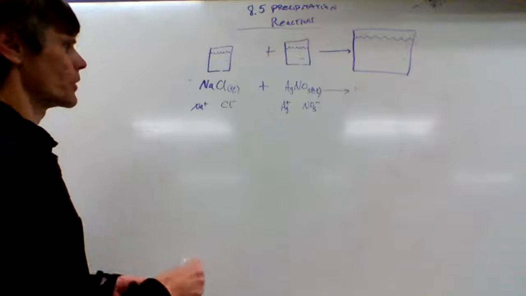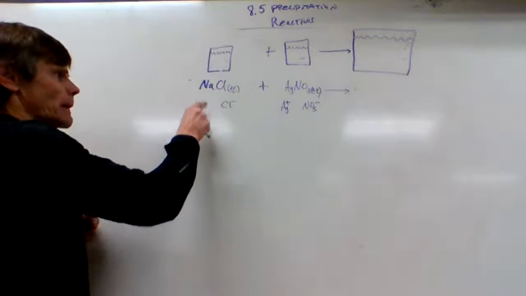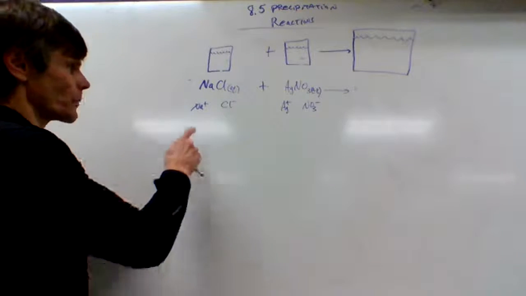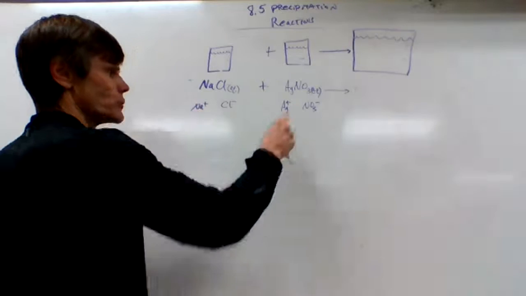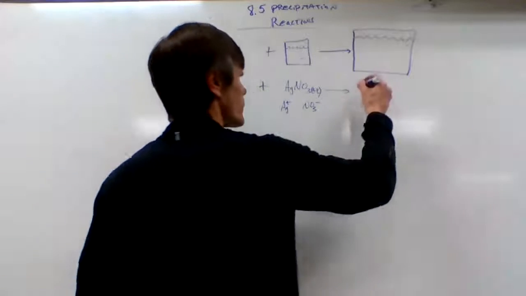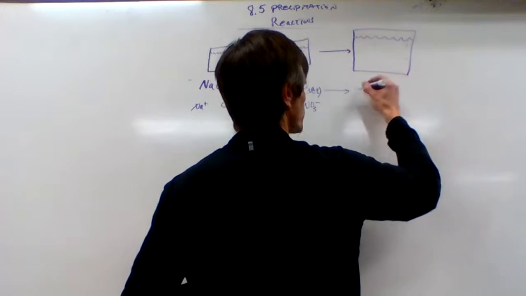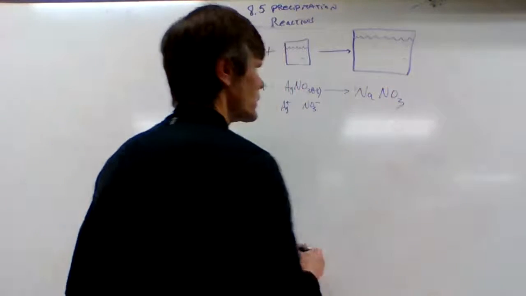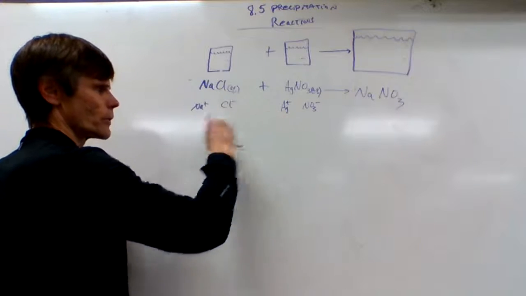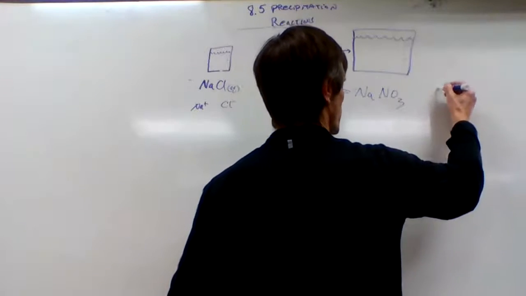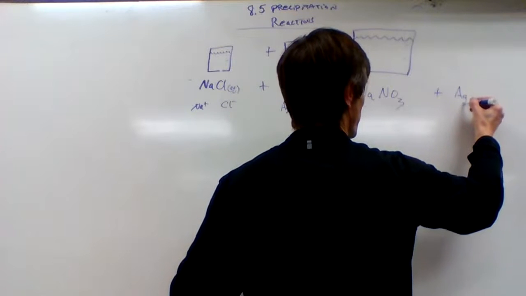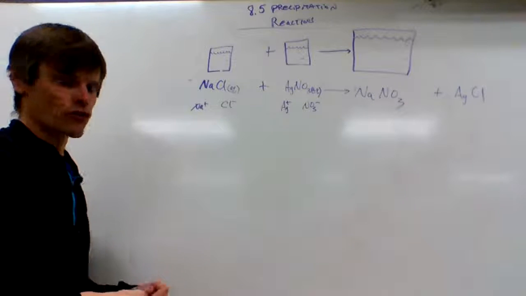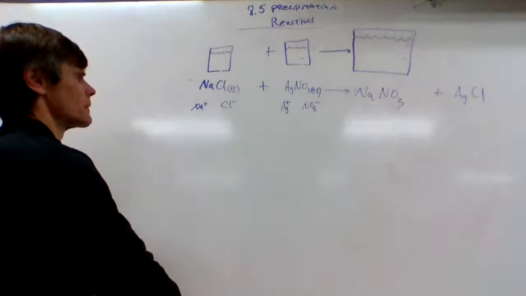Well, now what we're going to do is a partner exchange. Notice in this environment, there's just sodium and chloride ions. So what are we going to get over here? Well, there's a possibility sodium nitrate could form. Put that there, sodium nitrate. And we can also get an exchange of silver and chlorine, silver chloride. So that's the partner exchange as we're writing it.